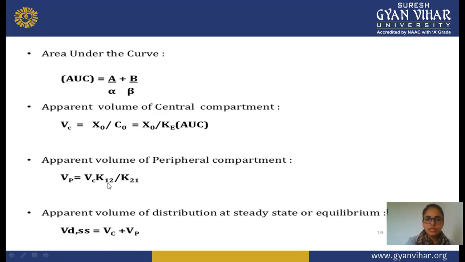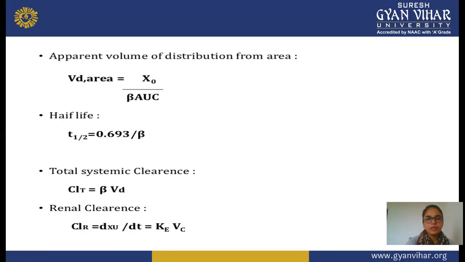Next, Vp = Vc K12 divided by K21. And in this, the apparent volume of distribution at steady state or equilibrium is Vd, and at steady state it equals Vc + Vp, meaning central plus peripheral compartment. Next, apparent volume of distribution from the area: in this, Vd(area) = X0/(beta x AUC), and half-life t1/2 = 0.693 divided by beta. The total systemic clearance equals beta x Vd, and renal clearance, dXu/dt, equals Ke x Vc.